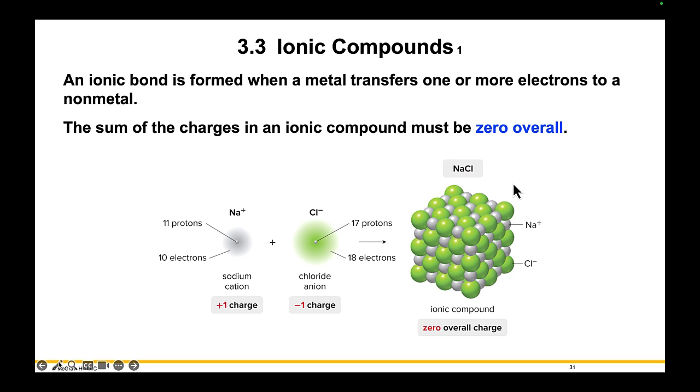So when ions form and they have this transfer of electrons, right? Sodium, in this case, wants to give up an electron, and chlorine wants to gain it. When that transfer of electrons happens, we have an ionic bond that's formed. And this happens again when a metal is going to transfer 1 or more electrons to a nonmetal. The sum of the charges in an ionic compound must be 0 overall. So when we have sodium with a +1 charge and chlorine with a -1 charge, that plus and that minus balance each other out for an overall 0 charge, and we get the compound formula NaCl.